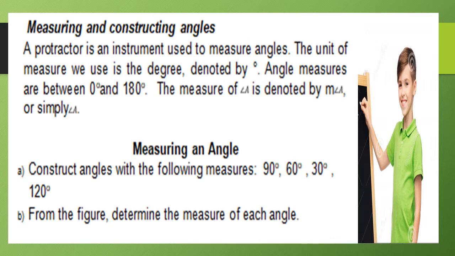Measuring and constructing angles. A protractor is an instrument used to measure angles. The unit of measure we use is the degree. Angle measures are between 0 degrees and 180 degrees. The measure of angle A is denoted by measure of angle A or simply angle A. Measuring an angle. How to measure? First, construct angles with the following measures: 90 degrees, 60 degrees, 30 degrees, and 120 degrees. From the figure, determine the measure of each angle.